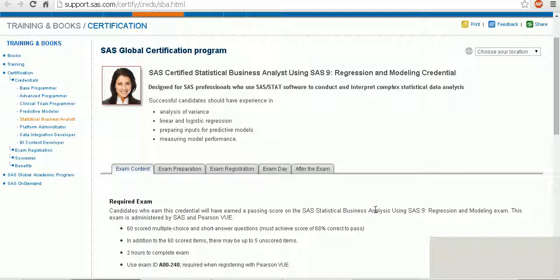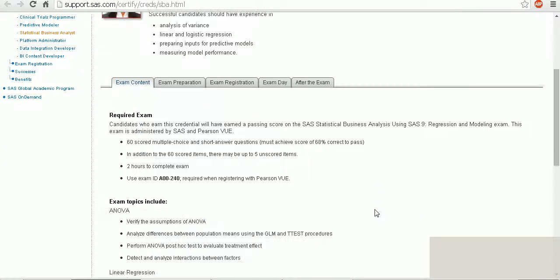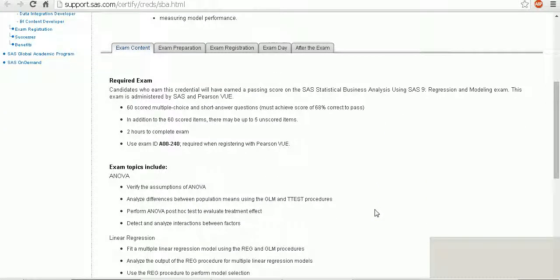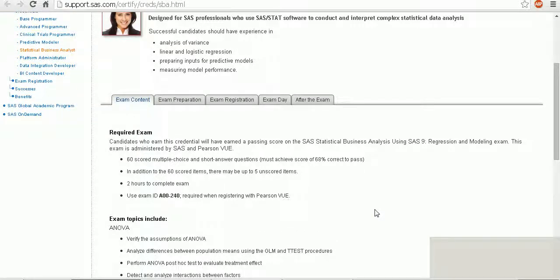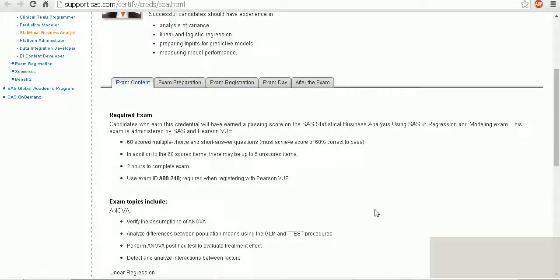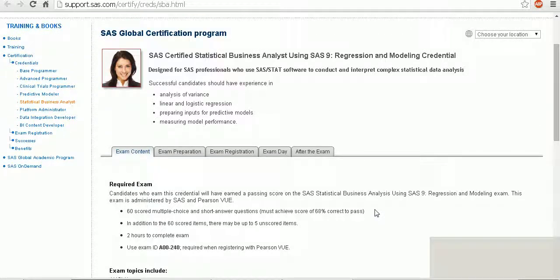The linear and the logistic regression are intuitively the same as somebody would have studied in the CFA, FRM or those easier courses. The preparing input for predictive model is something new. And model performance is also something interesting. So before we delve more into what they have given here, let's talk a little bit about these four topics.